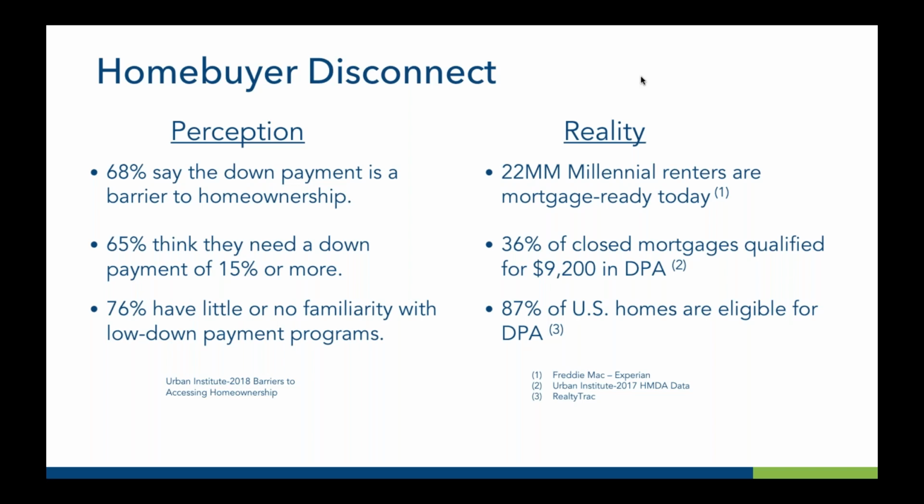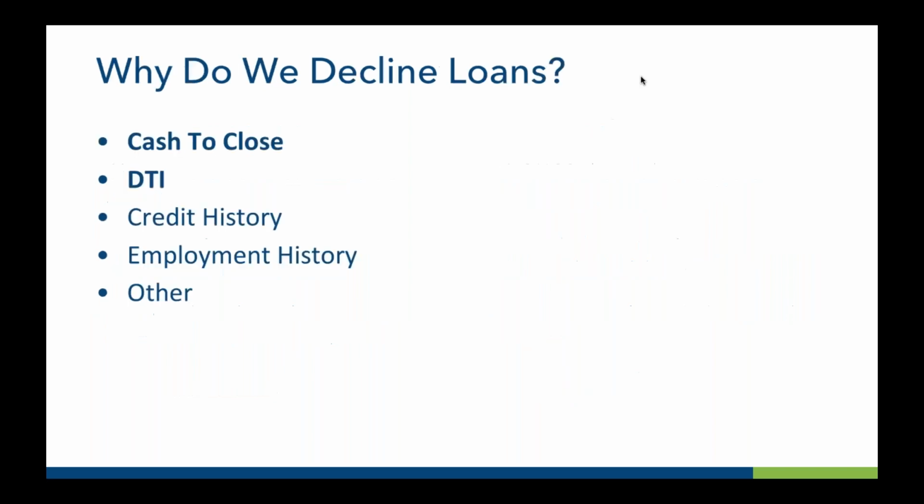And 87% of all homes, not just listed properties for sale at the time, but 87% of all homes were eligible for down payment assistance. So even on the property side, the properties based on price and location open the door to these programs.